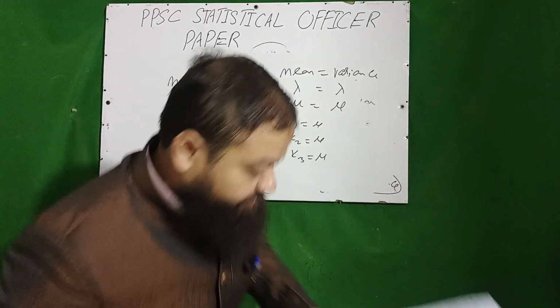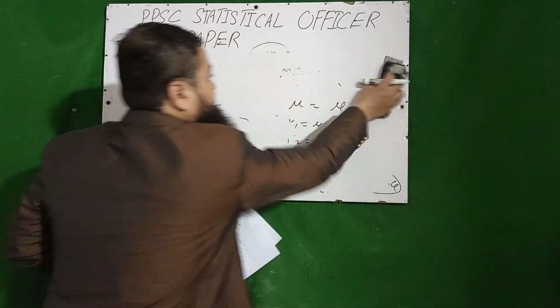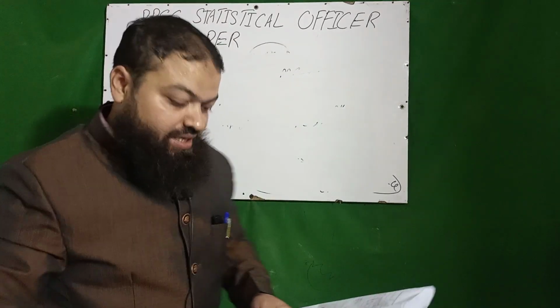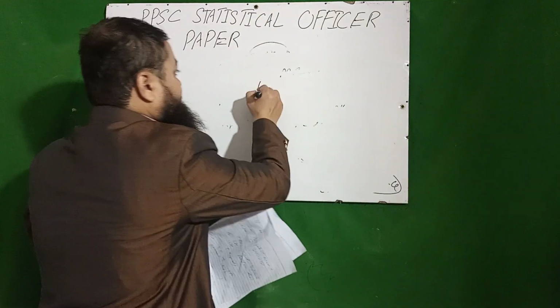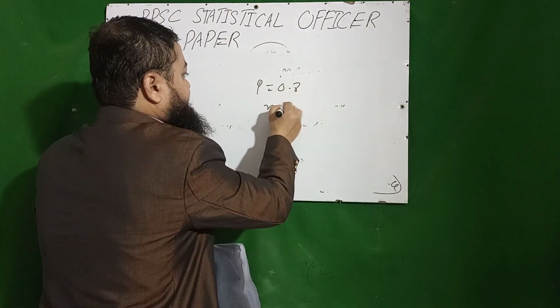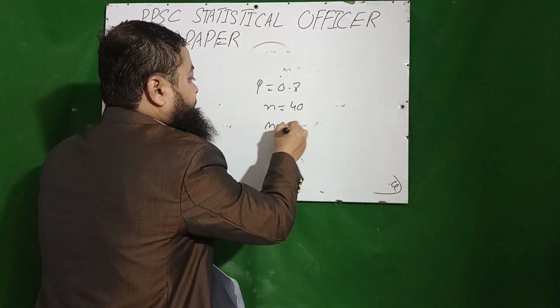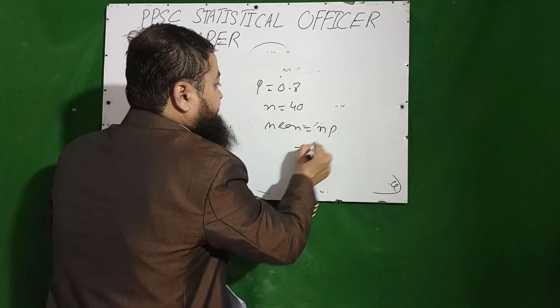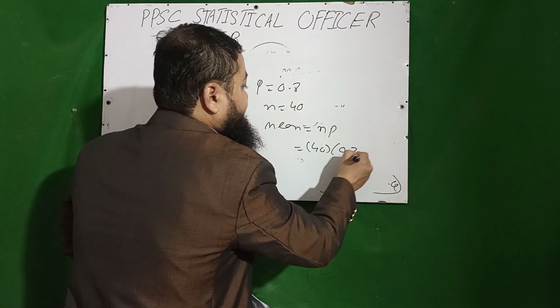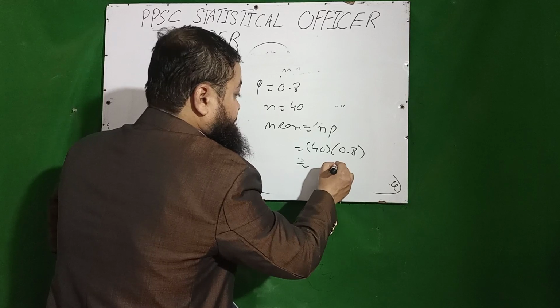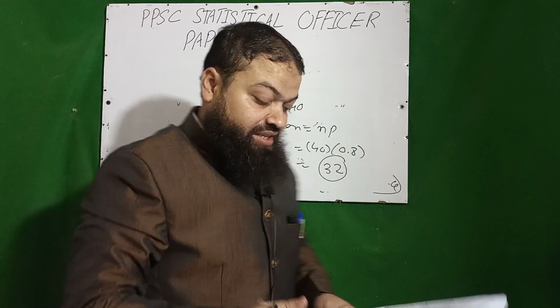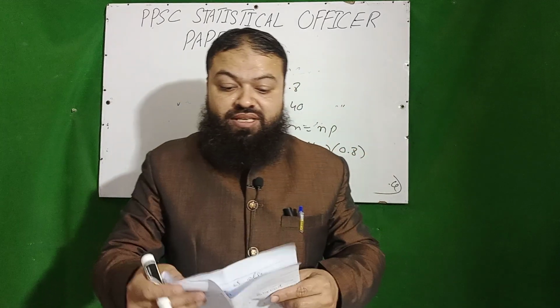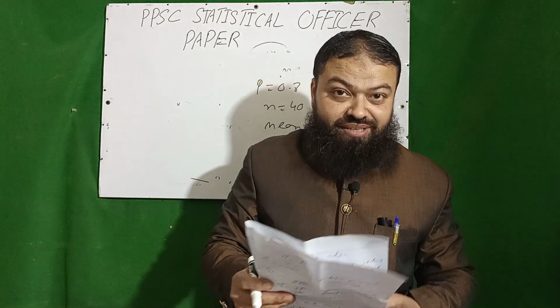Next is question number 11. P is 0.8, N is 40. What is the mean? We know that mean is NP. That will be 40 into 0.8. 8 fours are 32. 32 will be the correct answer in the exam.